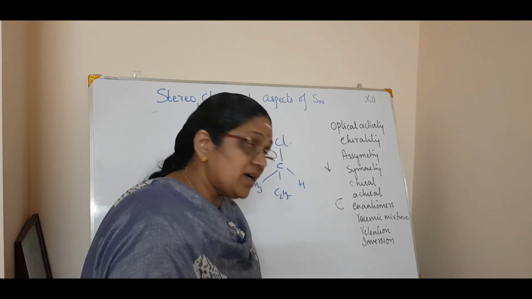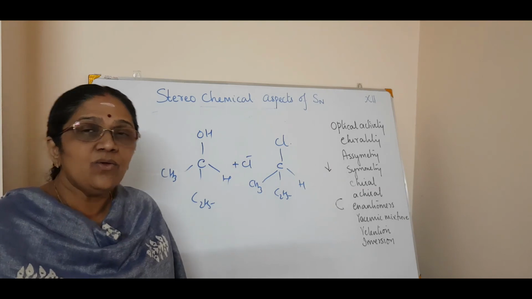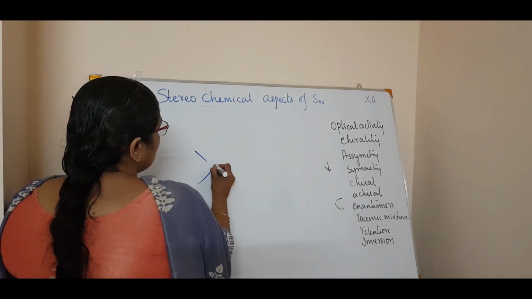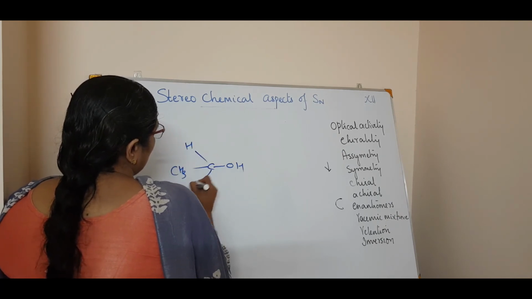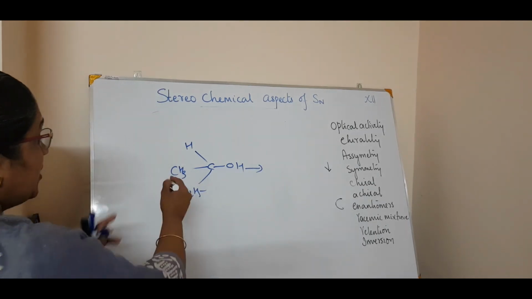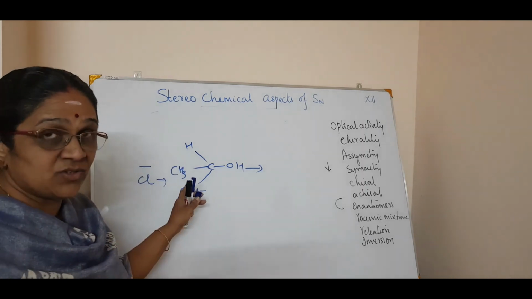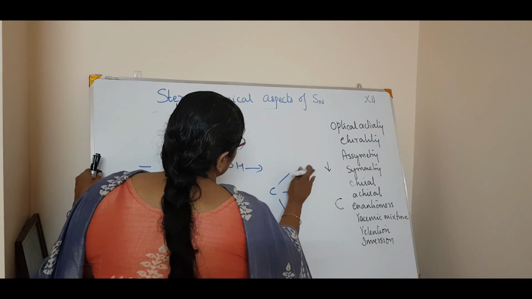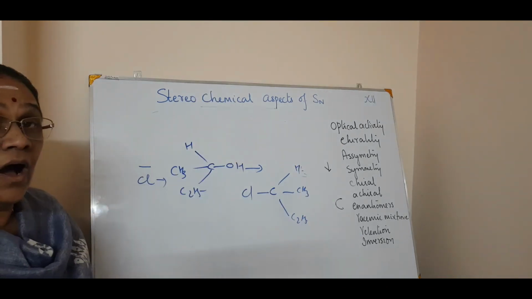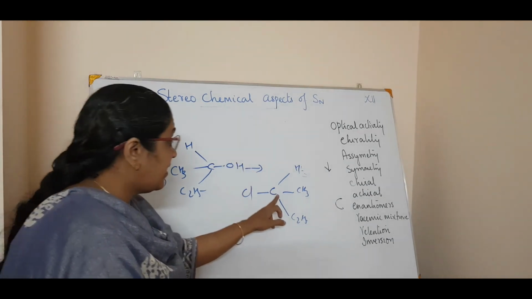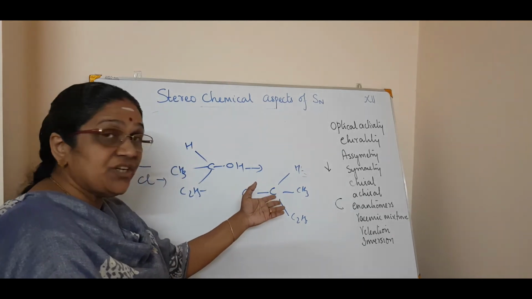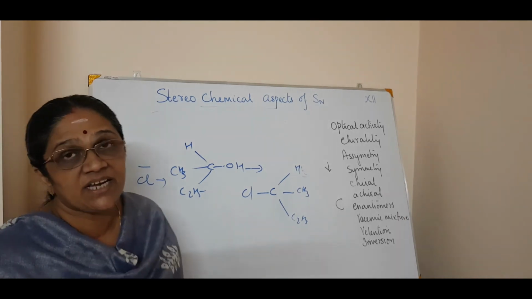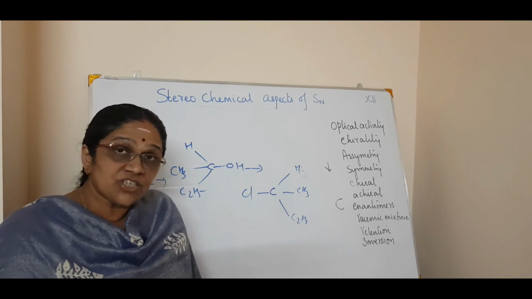Clear? Now the last is called inversion of configuration. You have seen it in the SN2 mechanism. What is inversion of configuration? Again, if I draw C with OH, CH3 and C2H5, the nucleophile is coming in this direction, to avoid the steric effect. Then the formula will be H, then CH3, C2H5. Our reactant had the OH on the right-hand side, but in the product the nucleophile will be on the opposite side. So the configuration is reversed. That is called inversion of configuration. This we have studied in detail in the SN2 mechanism.